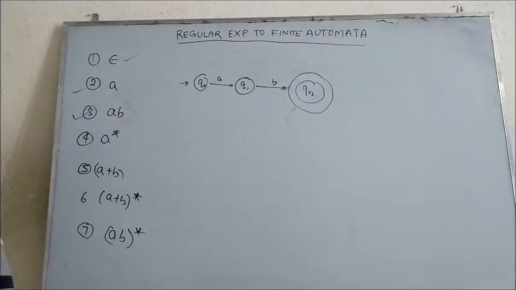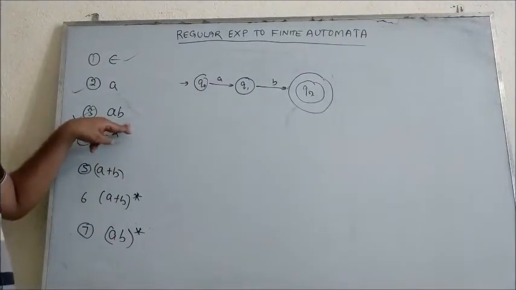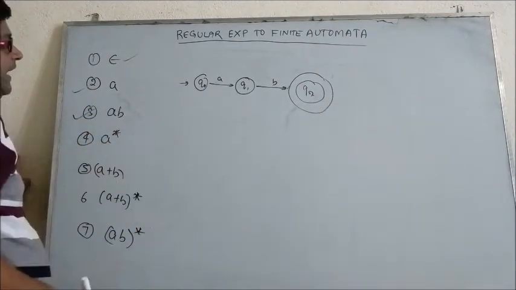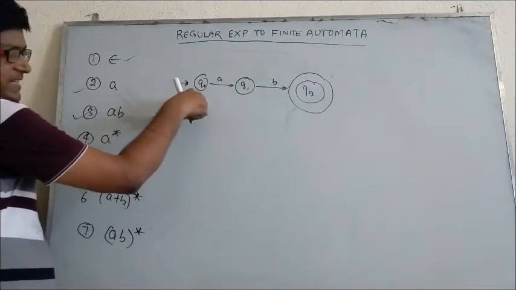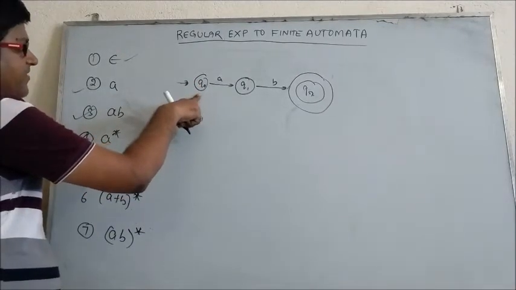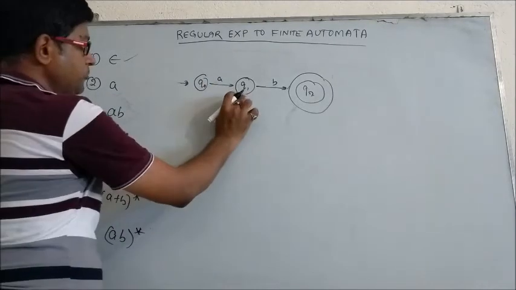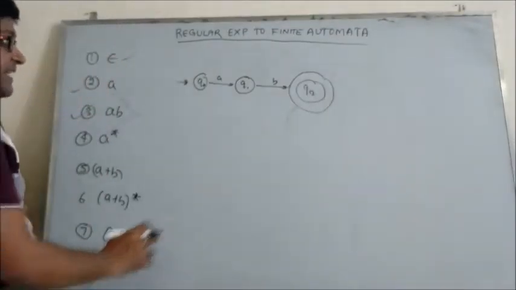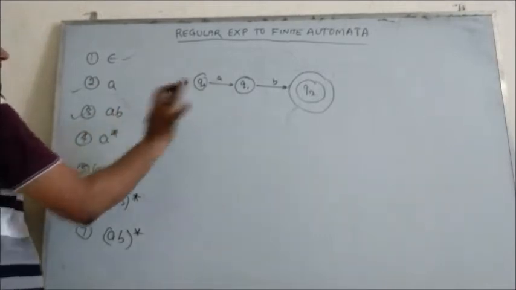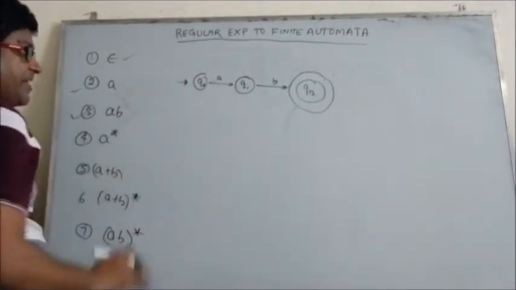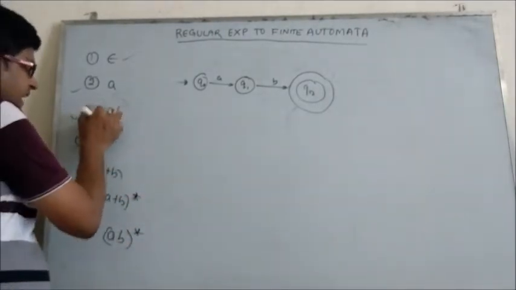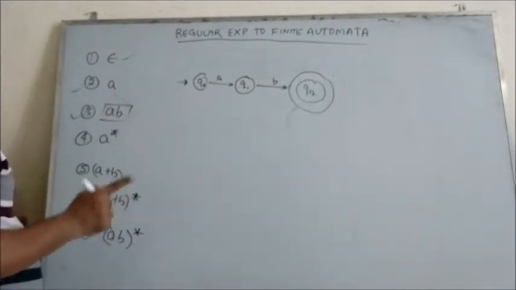See, for this third example, I am on q0. q0 is the initial state. Just take this example AB. This is the finite automata for AB. I am starting from q0 as an initial state, and on q0, if I apply A, I will reach q1, right? And after applying B, I will reach the final state q2. So for this AB, I will get this finite automata. Now this finite automata cannot be simplified because this is A followed by B, right?